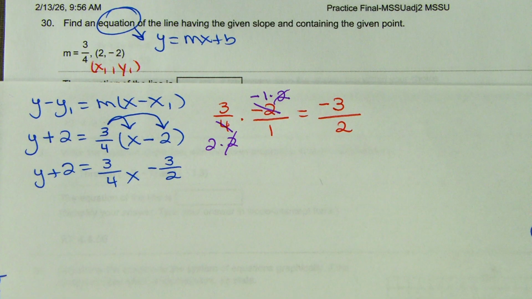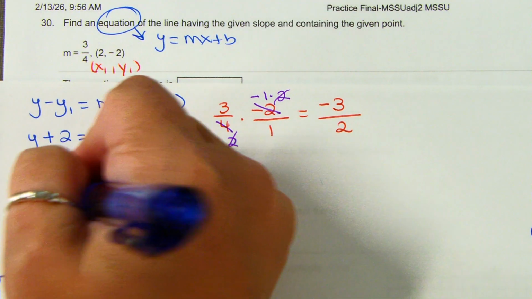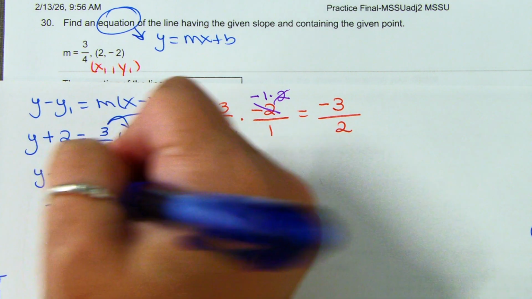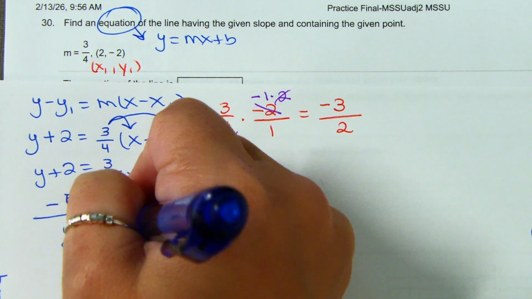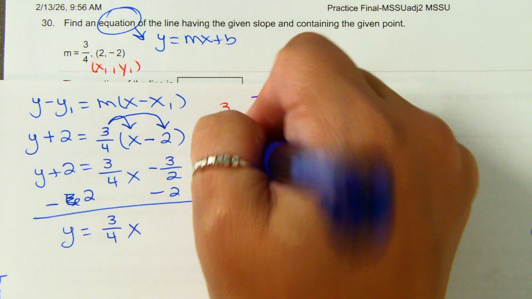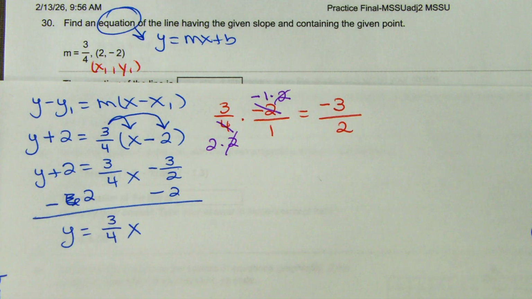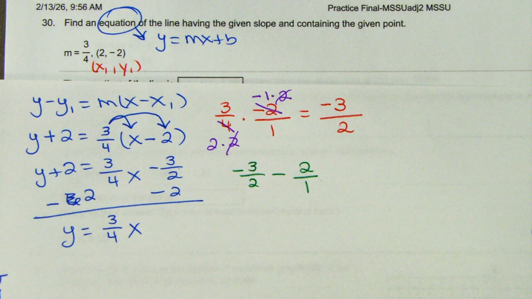Y is still not by itself. I have a +2, so I need to subtract 2 to move it over. And again, I'm going to have to go to the side to do some side work because I have 3/4 x, but then I have a -3/2 minus 2. So I'm going to come over here and I'll do -3/2 minus 2, but again, I'm going to stick that as over 1. But in order to do subtraction, we have to have a common denominator. So I have a denominator of 2 and a denominator of 1. So my common denominator would be the 2. It's going to be whatever's over here.